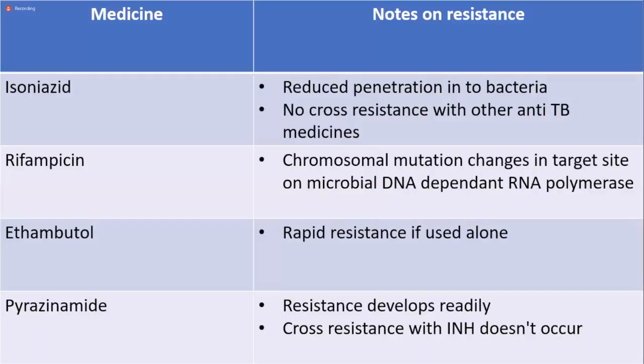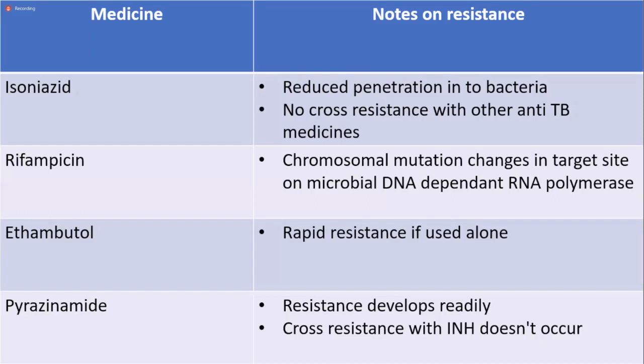So just about the four main medicines. Isoniazid, when the bacilli become resistant, they will have reduced penetration into the bacteria. The important thing about resistance is there is very minimal cross-resistance. So if somebody is resistant to isoniazid, the other three will work. If somebody is resistant to rifampicin, the other three agents will work on that. So there is no cross-reactivity between these groups.